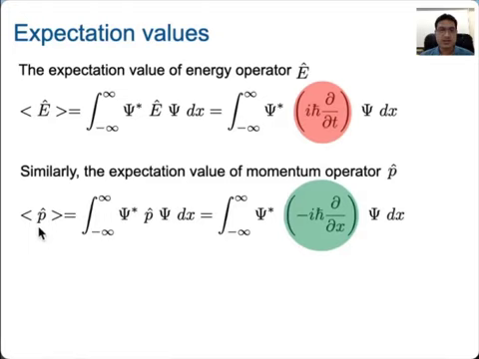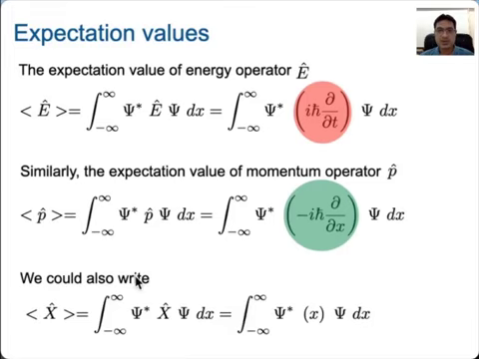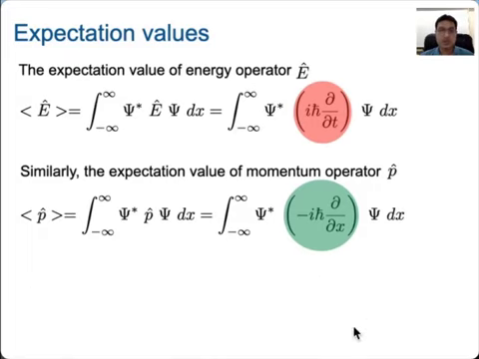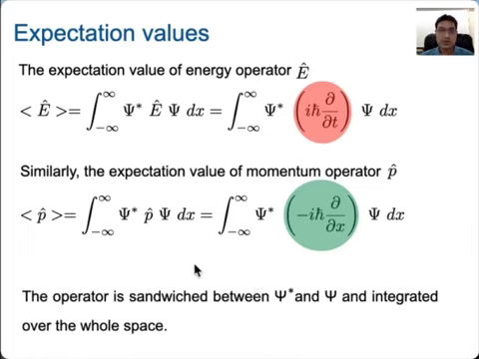The same way we can estimate the expectation value of a momentum operator. So we write psi star p psi, and now we introduce the operator form of momentum, which is the momentum operator in one dimension. We can also write a general operator, let's say the position operator x hat, whose operator form is x. So this is the expectation value of the position operator. What we have noticed is that the operator is always sandwiched between psi star and psi and integrated over the entire space.